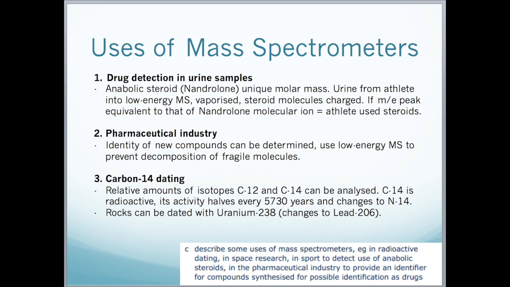And finally, we can also use a mass spectrometer in carbon-14 dating. So the relative amounts of the isotope carbon-12 and carbon-14 in a sample can be found using a mass spectrometer. Because carbon-14 is radioactive, its activity halves every 5,730 years, and it changes to nitrogen-14.